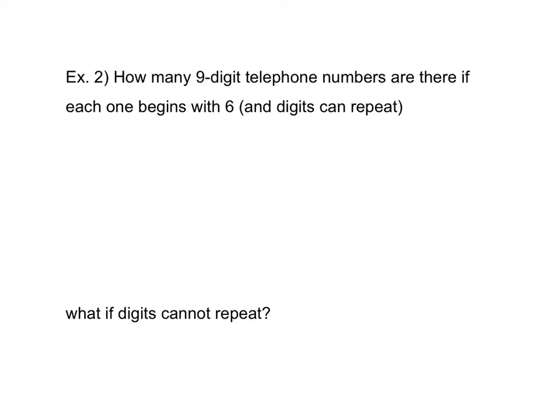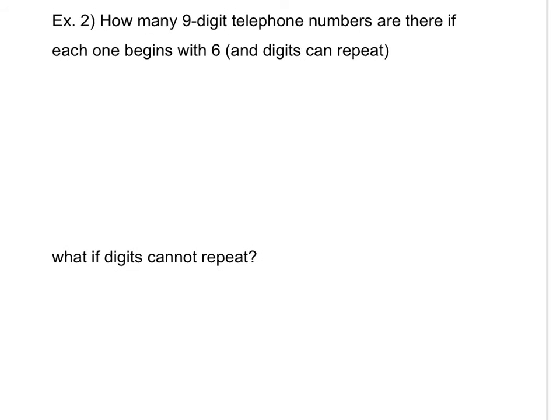Next. Again, 9-digit telephone numbers. So imagine you're living in Spain. You have 9 digits, so you have 9 positions to fill: 1, 2, 3, 4, 5, 6, 7, 8, 9. A 9-digit telephone number begins with 6. So look at the first position. How many options have I got? I've only got 1. It has to be 6. So I've only 1 choice.